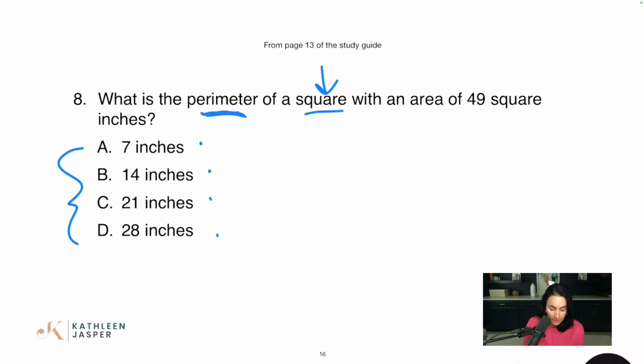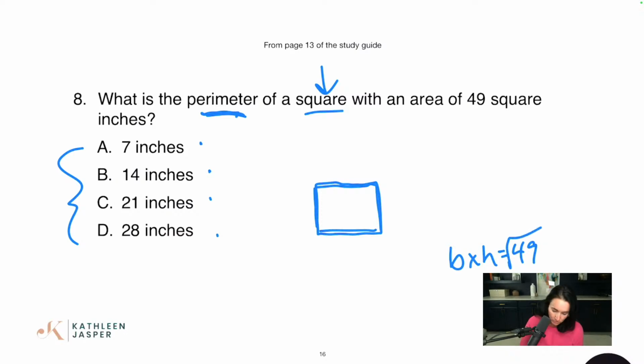Okay. So it says, what is the perimeter of a square with an area of 49 square inches? So it gave us the area. We need to figure out the perimeter. A square has all of the same four sides. This sort of looks like a rectangle. Sorry. Pretend this is a square. All right. And base times height in this situation equals 49. What times what equals 49? Or what is the square root of 49? 7, right? 7. Okay. Now be careful.